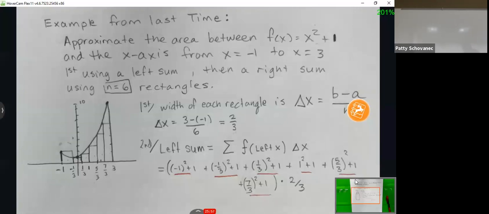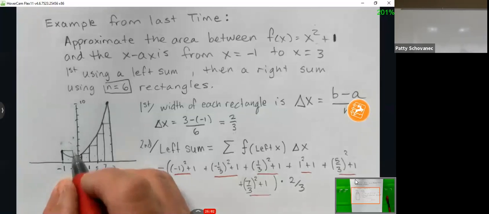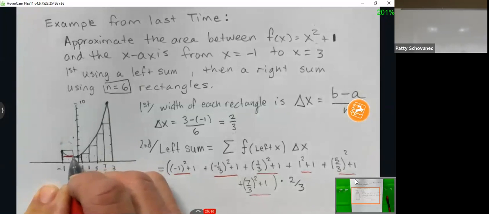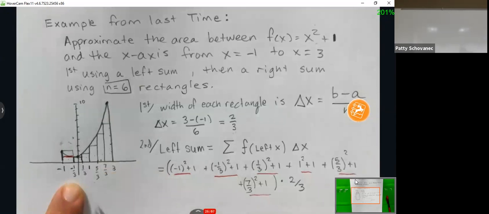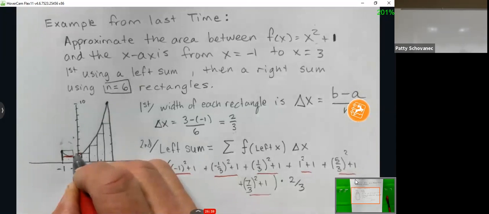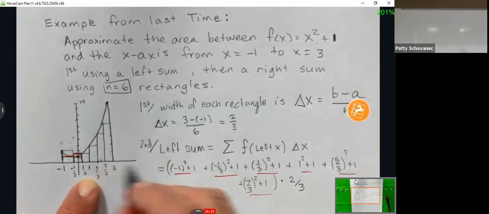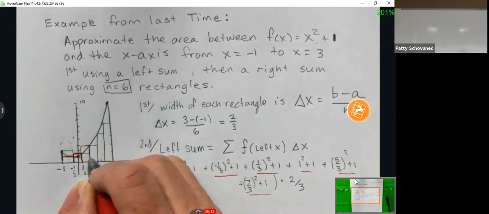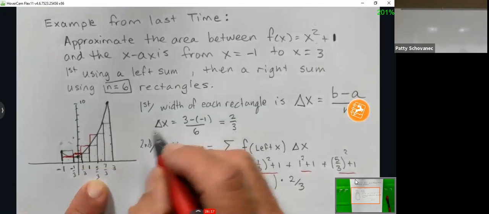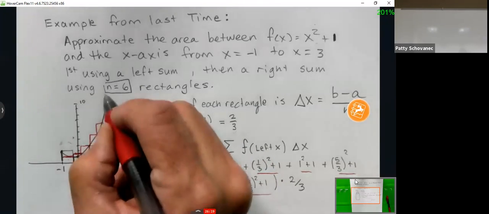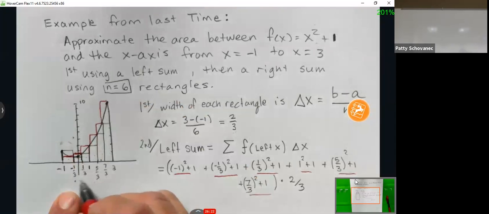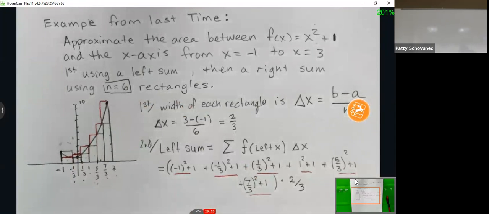Next, I want to calculate a right sum. So when I make the right sum, I'm going to draw that with my red pen. In my first rectangle, I make my height using the endpoint at negative 1/3. And then my endpoint for the second rectangle would be at positive 1/3, then at 1, then at 5/3, then at 7/3, and then finally at 3. So I use these as the x's that I'm going to plug into my function, and the delta x is still the same.